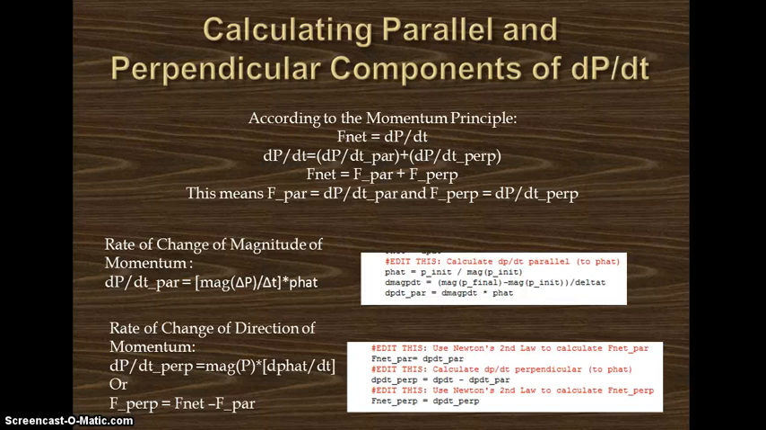This leaves us with defining dPdt perpendicular, which is formally defined as the magnitude of momentum times the rate of change of direction. Although dPdt perpendicular has too many unknowns to directly define, I used what I knew of the momentum principle and defined dPdt perpendicular to be the result of subtracting dPdt parallel from dPdt. Finally, I completed Newton's momentum principle by stating the components of momentum are equal to the components of Fnet.